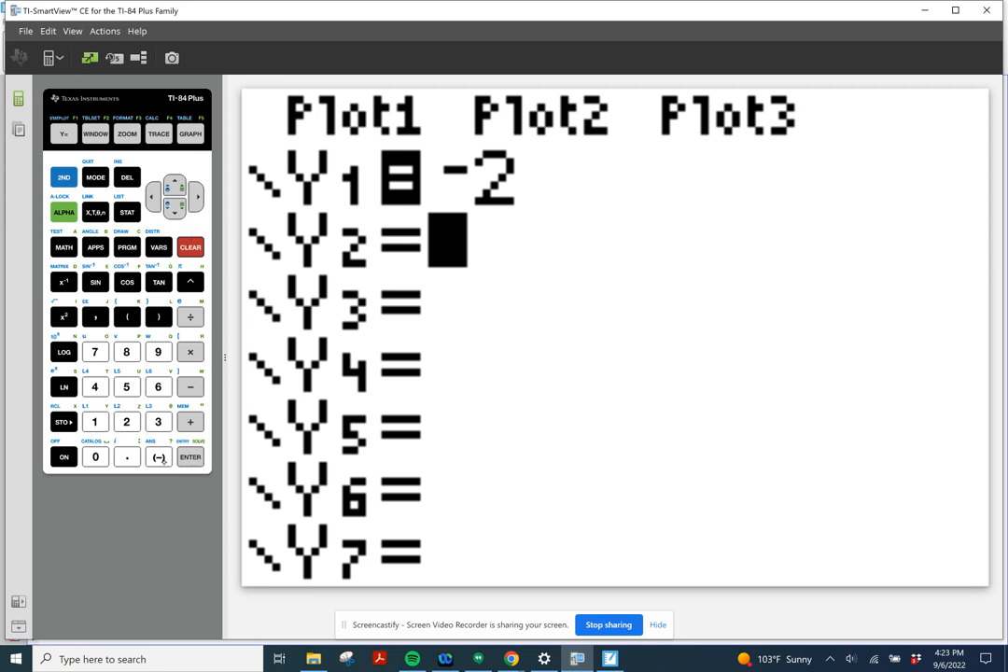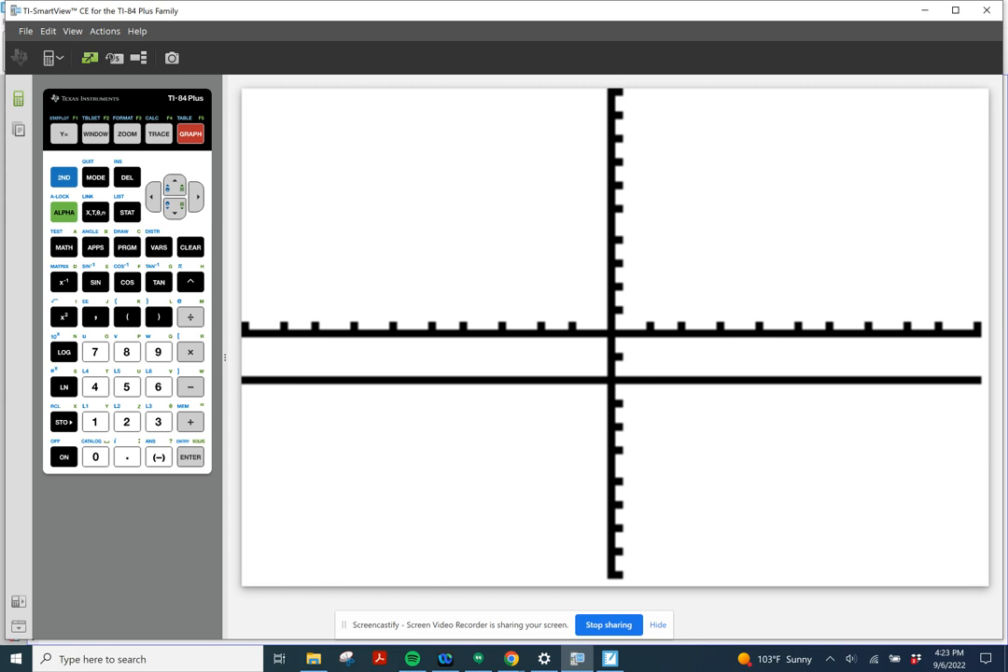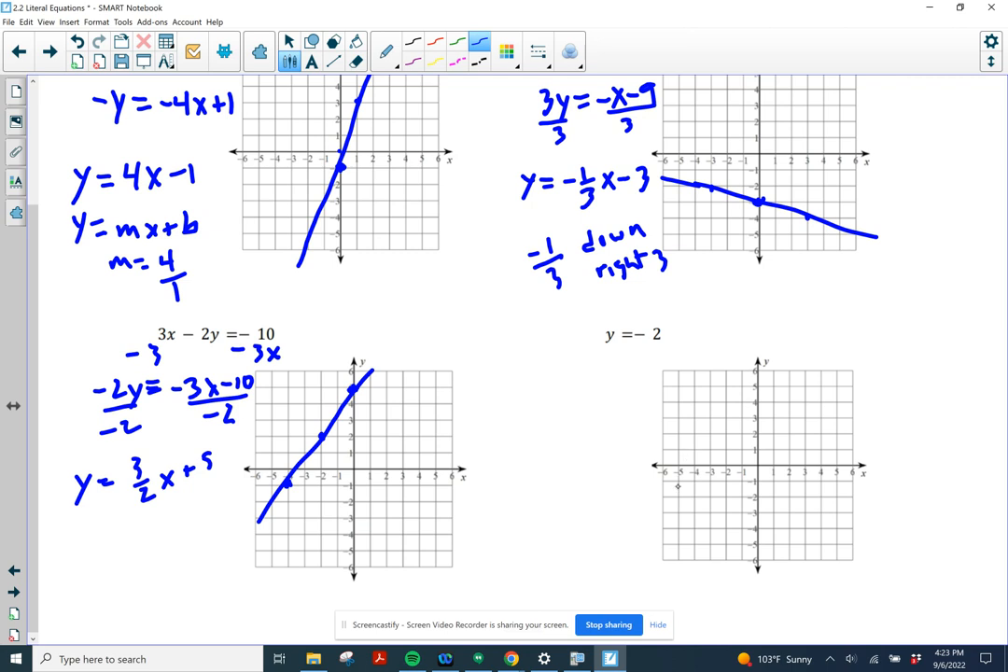Right? Let me show you again. -2. Oops, let me go up. So negative and 2. I'm going to graph it. Oh, I get a horizontal line. Y equals -2. The y is stuck at -2.